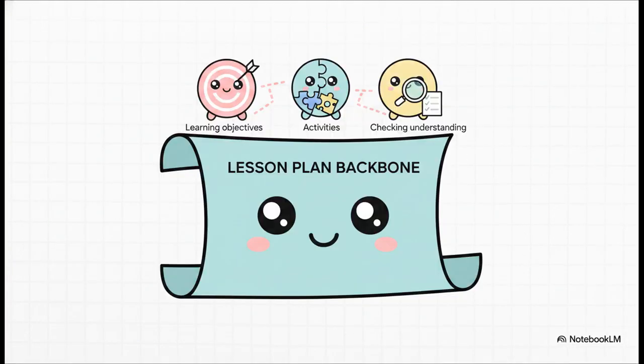To answer those 3 questions, your plan needs a really solid backbone. And that backbone consists of 3 key components: your learning objectives, your teaching and learning activities, and your strategies to check student understanding. Let's break down exactly how these fit together.